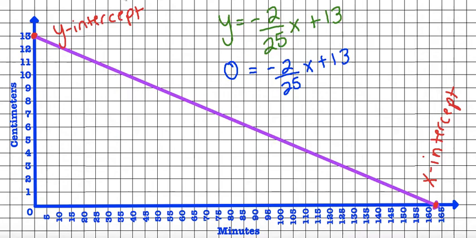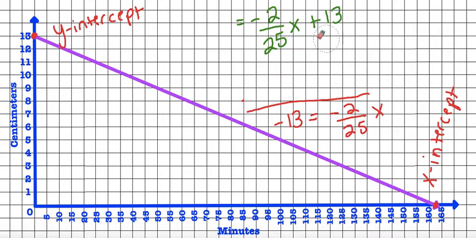And the first thing that we would do is subtract 13 on both sides. So then this cancels out. I'm left with negative 13 is equal to negative 2 over 25 x. And then in order to isolate our x value, we'd have to multiply by the reciprocal. So I'm going to rewrite negative 13 equals negative 2 over 25x.